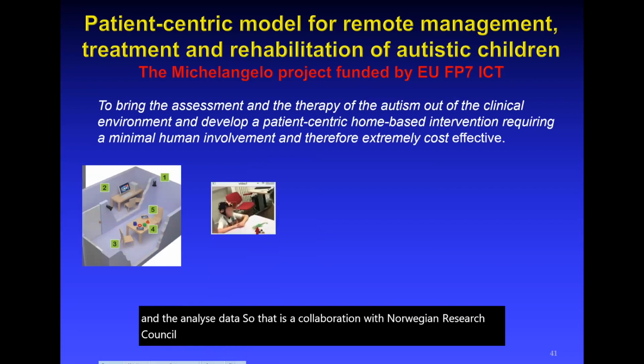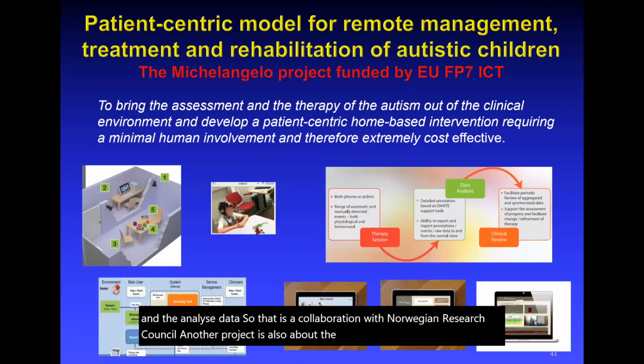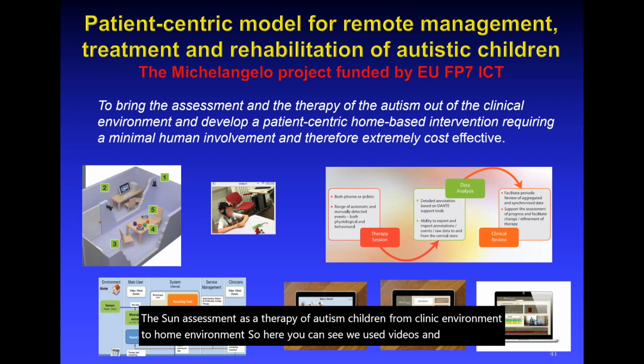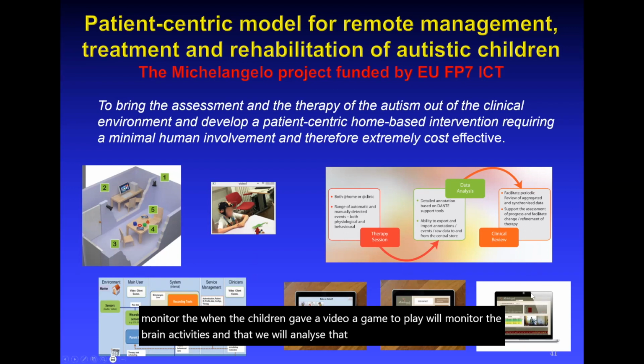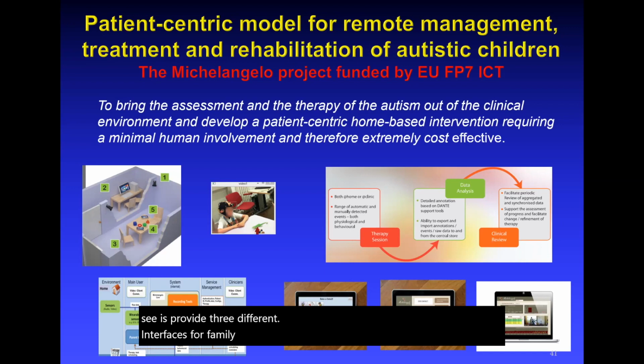Another project is also about activity recognition. You can see patient-centric models for remote management, treatment, and rehabilitation for autistic children. Basically, we want to move the assessment and therapy of autistic children from the clinic environment to the home environment. Here you can see we use videos and cameras to monitor, when the children are given a video game to play, we monitor the brain activities, and then we analyze that. The key feature here is providing 3 different interfaces for family members, therapists, and clinicians.